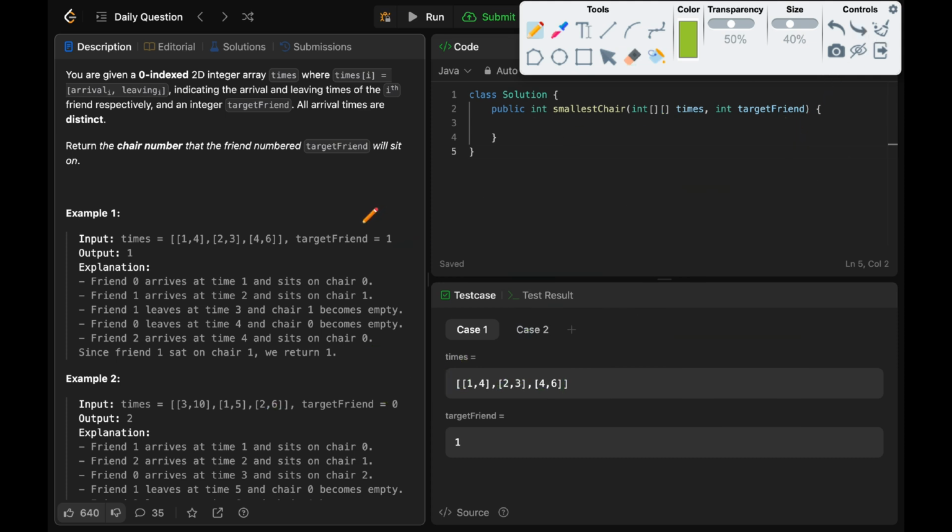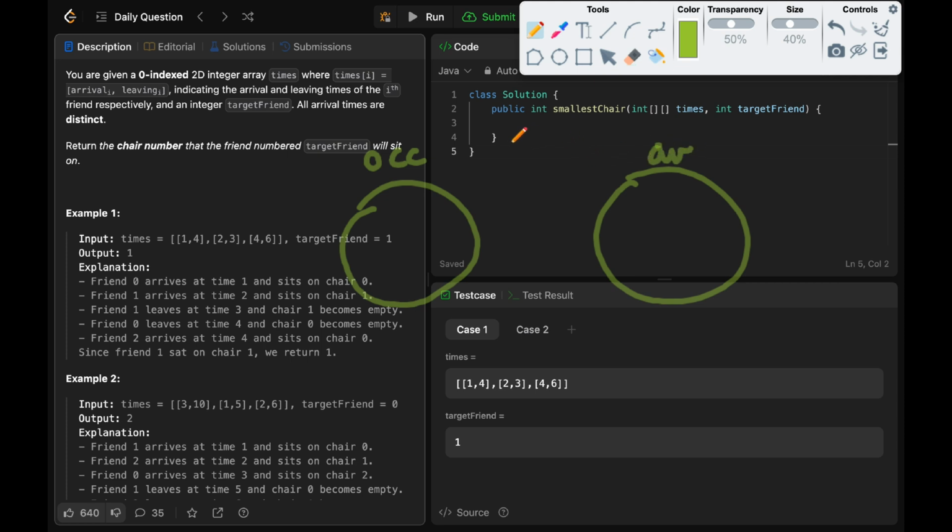First, we will sort the times based on the arrival time. Then we will have two heaps. One can be an occupied heap and another can be an available heap. As soon as the friend arrives with their starting time and ending time, we will check at their starting time if there are some friends in the occupied heap whose departure times are less than or equal to the current friend's arrival time. If yes, then we can free up those chairs and put them into the available heap.